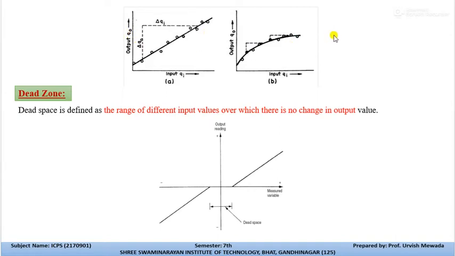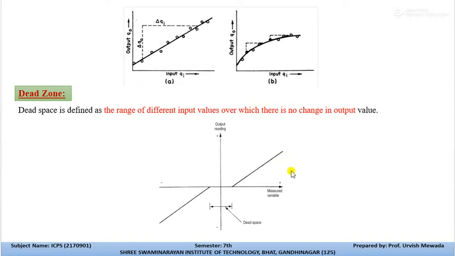From this graph we can easily understand that we get certain readings, and suppose we plot the graph like this and take the ratio of output to input, we will get the sensitivity of the instrument. Now the next characteristic of the instrument is dead zone.